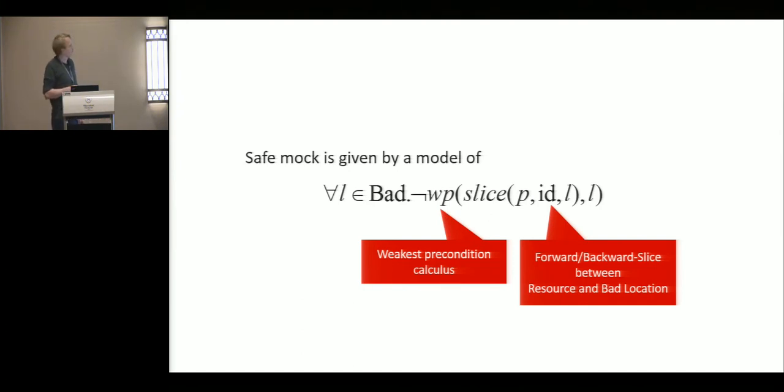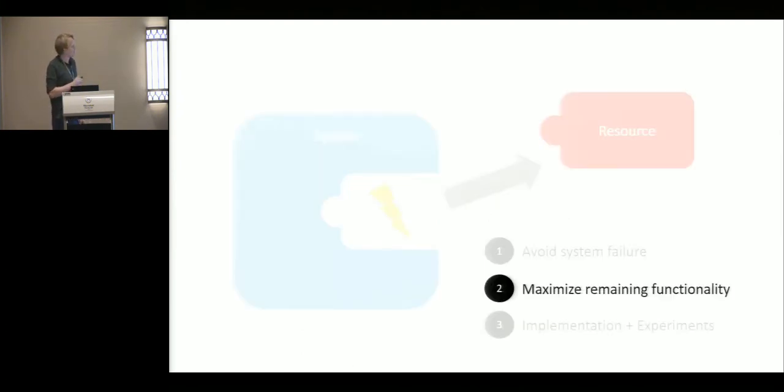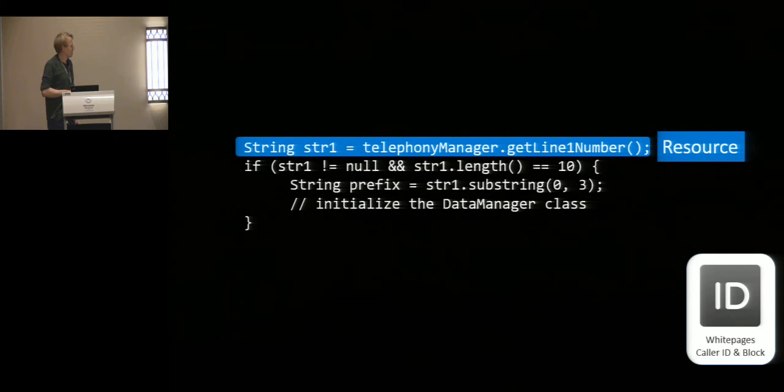So as I mentioned before, okay, this is all nice and good, but we don't only want to avoid system failures, but we want to maximize the remaining functionality. And for this, I want to talk about the other example that I mentioned before, the white pages call ID and block. Here the application requests my phone number. Of course, this is not necessary to block incoming calls, which is the essential functionality of this code down here.